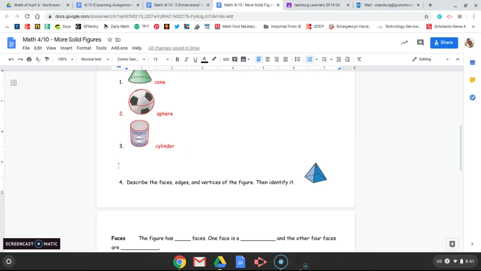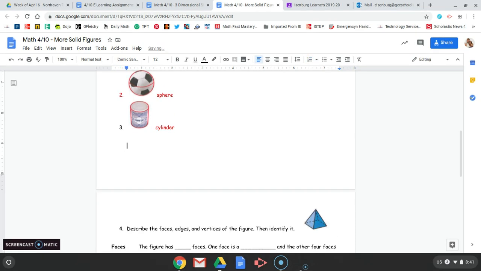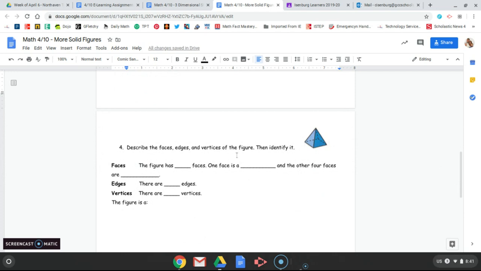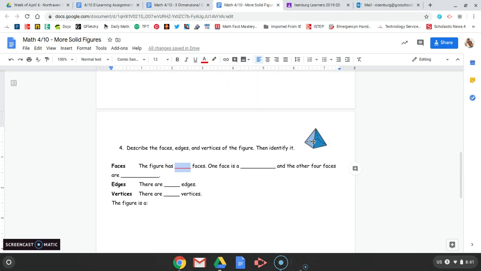Okay. All right, number 4 says describe the faces, edges, and vertices of the figure and then identify it. I'm going to see if I can move this back to the next page. There we go. All right. So it says describe the faces, edges, and vertices of this figure and then identify it. So this figure has how many faces? Pause and count. All right, I see 1, 2, 3, 4 triangular faces, and then one on the bottom. So that would be 5 faces.